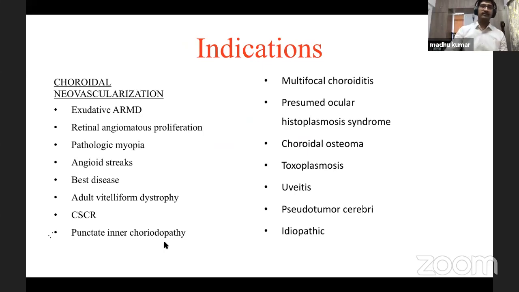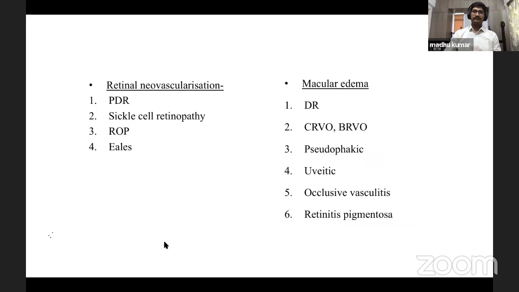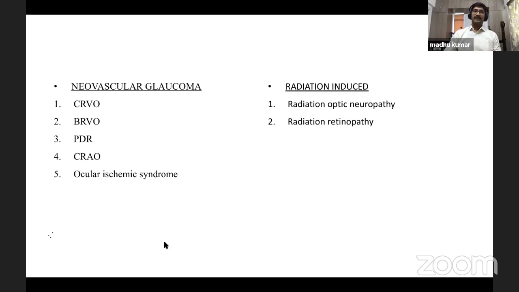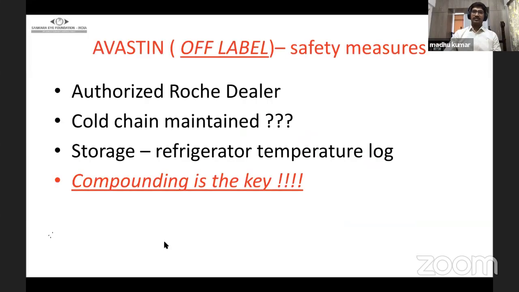So the indications: choroidal neovascularization of any cause, be it ARMD, PCV, pathological myopia, angioid streaks, Best disease, CSCR, multifocal choroiditis, choroidal osteoma, toxoplasmosis. So any post-inflammatory, post-myopic or age-related choroidal neovascularization, anti-VEGF is now the treatment of choice. Retinal neovascularization, which can be because of proliferative diabetic retinopathy, sickle cell retinopathy, retinopathy of prematurity or Eales disease; macular edema secondary to diabetic retinopathy, vein occlusions, pseudophakic, uveitic, or occlusive vasculitis. All these are indications for anti-VEGF. And neovascular glaucoma, secondary to vein occlusions, diabetic retinopathy or ocular ischemic syndromes, and also radiation retinopathy. These are the indications for anti-VEGF.